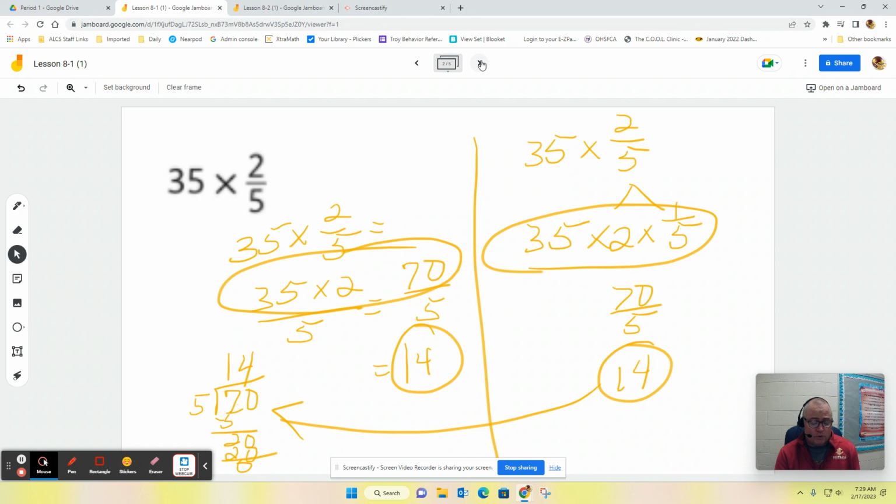So you're going to be working today on a couple of different things. You're going to see a fraction times a whole number. You are also going to see a whole number times a fraction.